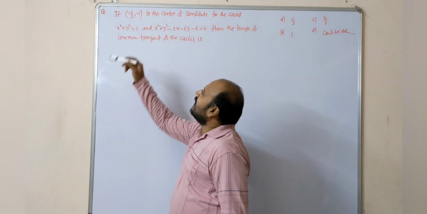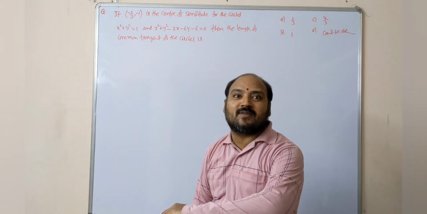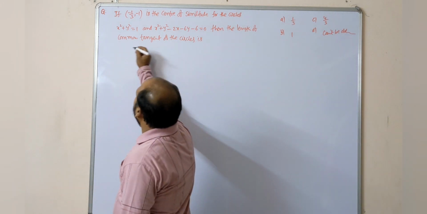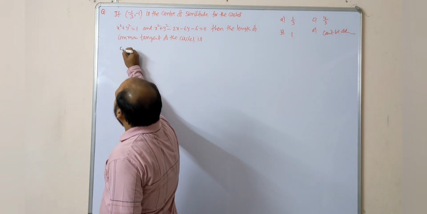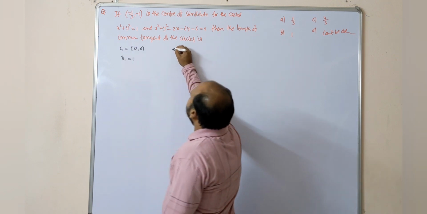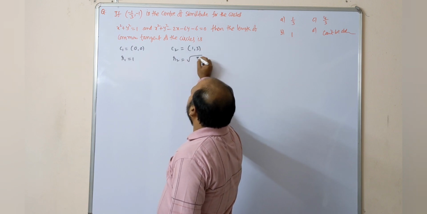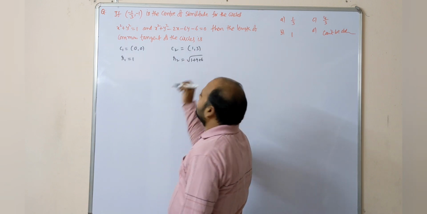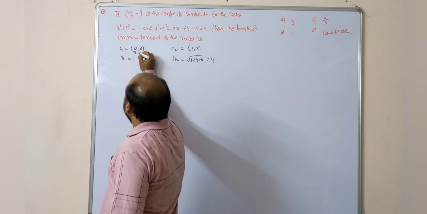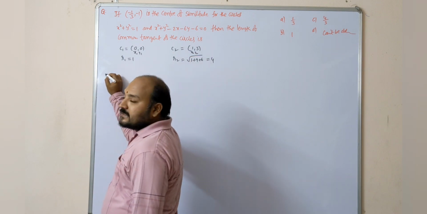(-1/3, -1) is the center of similitude, but whether it is the internal center of similitude or the external center of similitude, we can find by calculating the values of C1, C2, R1, R2. For the first circle, C1 = (0, 0), R1 = 1. C2 = (1, 3), R2 = square root of 1 + 9 + 6, root 16, that is equal to 4. So first I am calculating the ICS.